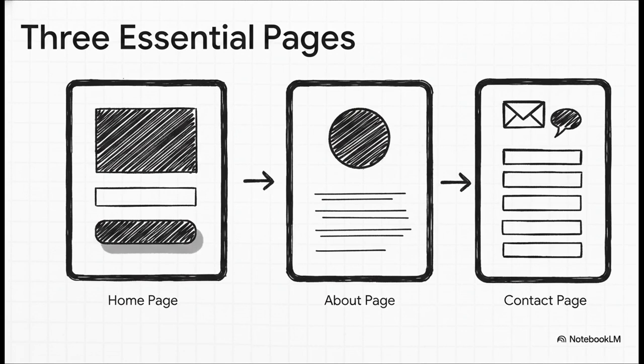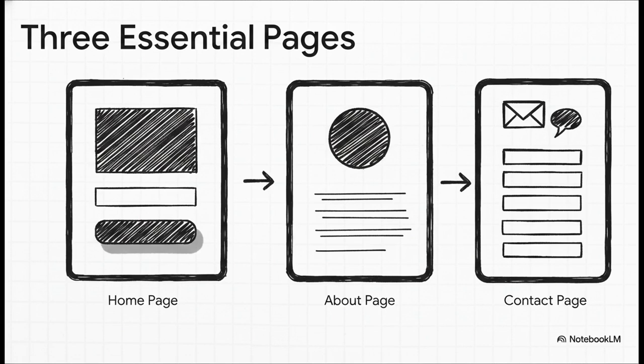Moving right along to Step 2, the foundation. Because here's the thing. Even with all this immense AI power at your fingertips, the golden rule of web design hasn't changed. A simple structure is always best. You really don't need a sprawling 30-page maze. You just need a rock-solid foundation. Just remember the rule of threes. For your first site, you truly only need 3 essential pages.